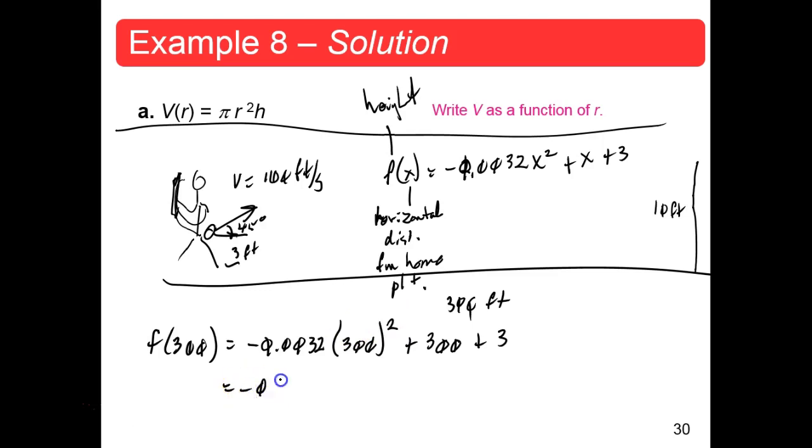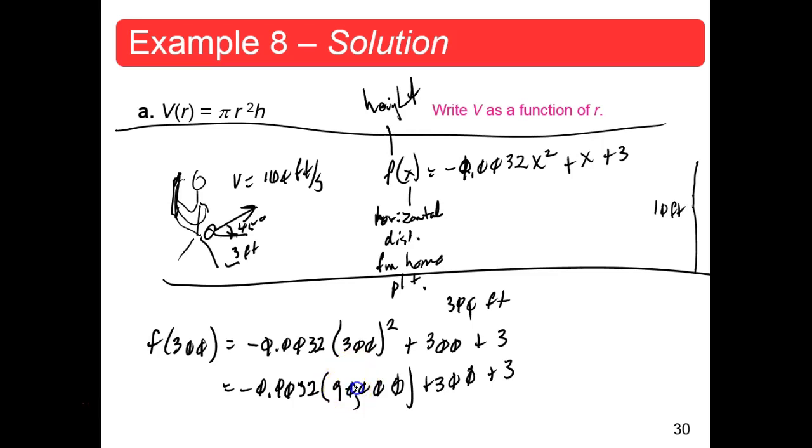Minus 0.0032. And what's 300 squared? 900. Not 900. You double the number of zeros. That's 1, 2, 3, 4 zeros. 90,000. Okay? Plus 300. Plus 3.